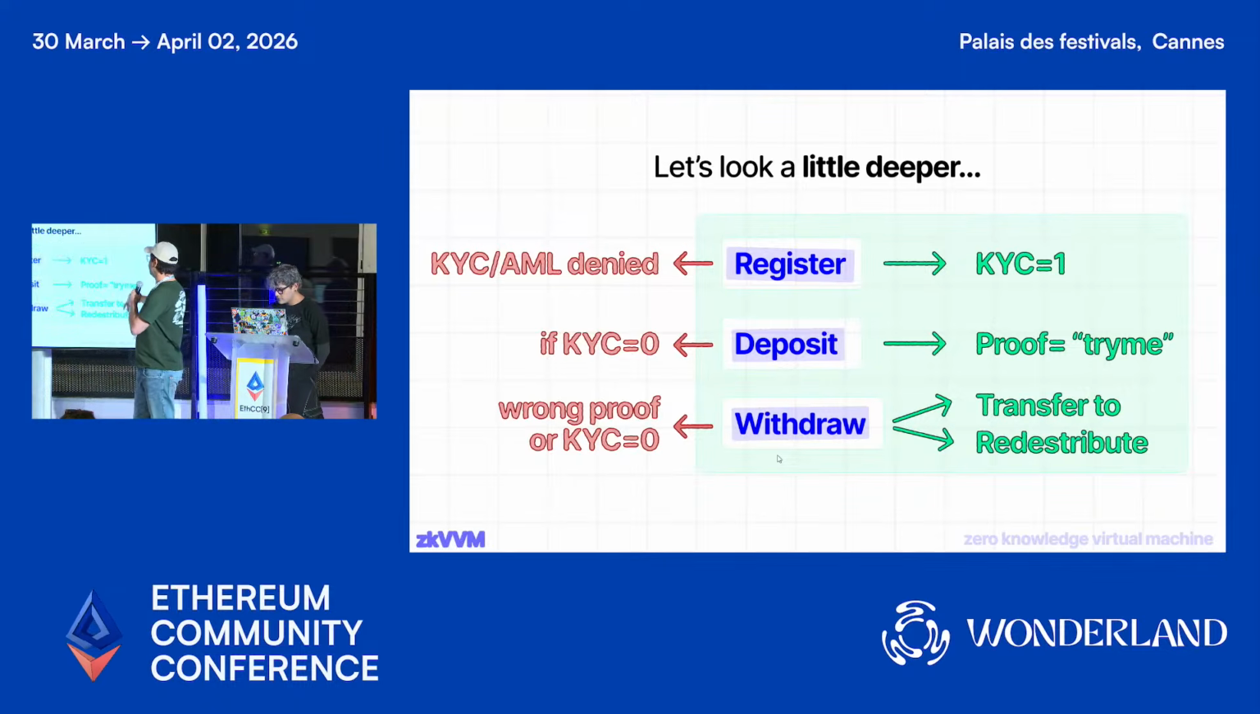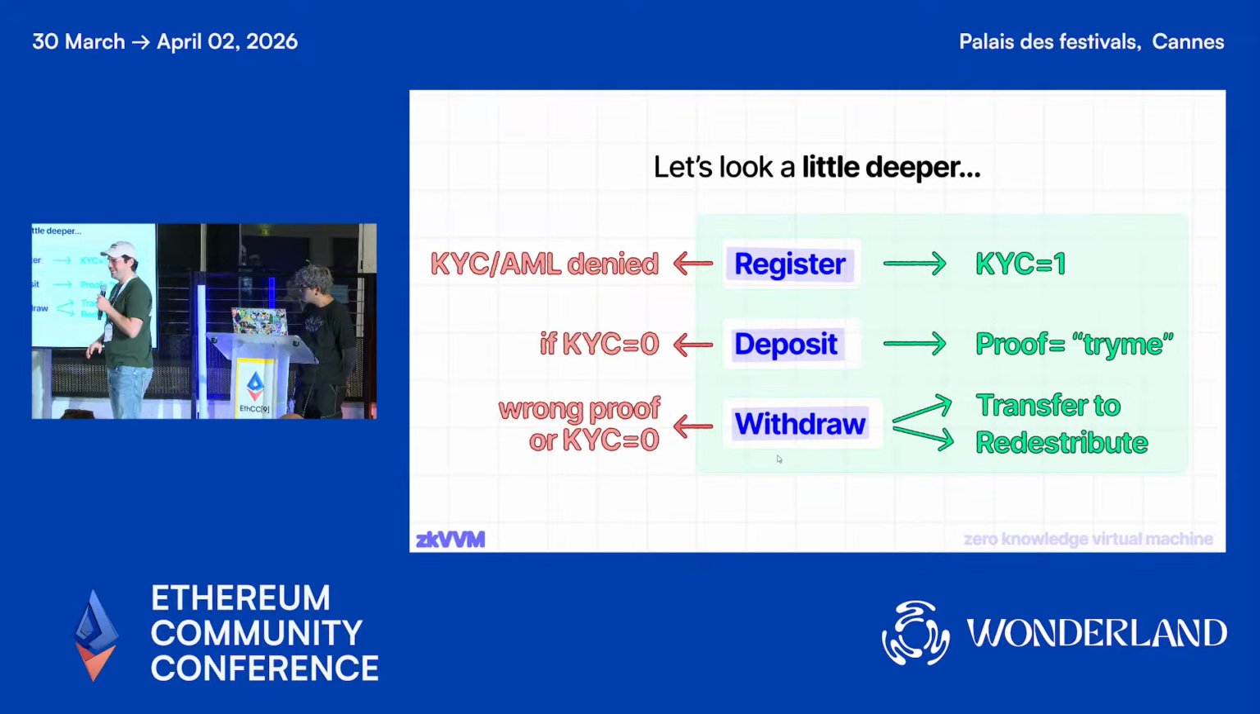If you have the proof, okay, sorry, this is for the CK transfer already. If you want to do a CK transfer, you want to deposit, and you have the KYC denied, you go out. If not, you get a 1, you are okay. When you want to deposit, if you have a 1, you go. If not, you go out. Then you have the proof.